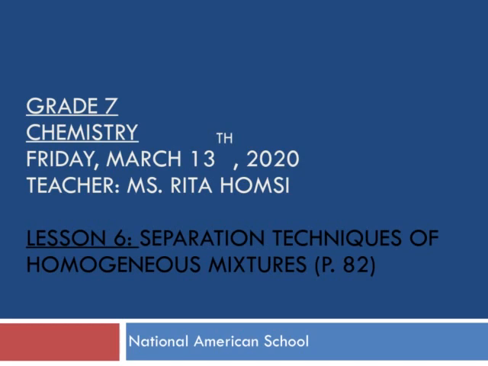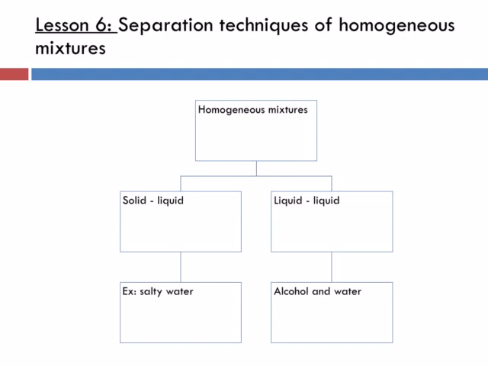Today, I will be explaining to you separation techniques of homogeneous mixtures. We're gonna do a quick revision of what we already learned and continue the explanation. We have two types of homogeneous mixtures. And I remind you, homogeneous mixture means that we can only see one phase. These two types are solid-liquid, like salty water, and liquid-liquid, like alcohol and water, or acetone and water.